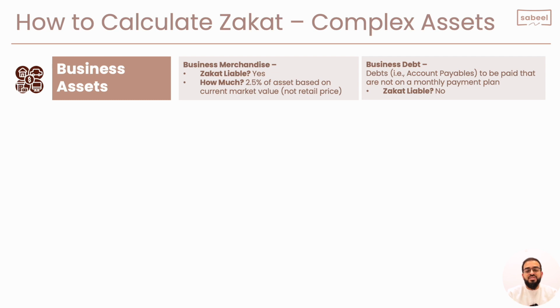The next part is business debts. Debts that are to be paid that are not on a monthly plan are not zakat liable. And this includes account payables, which means you have received merchandise or product or service for something that you have yet to pay for, and you are on a deferred payment schedule of 30, 60, or 90 days. Can be considered as business debt and can be deducted from your overall assets.